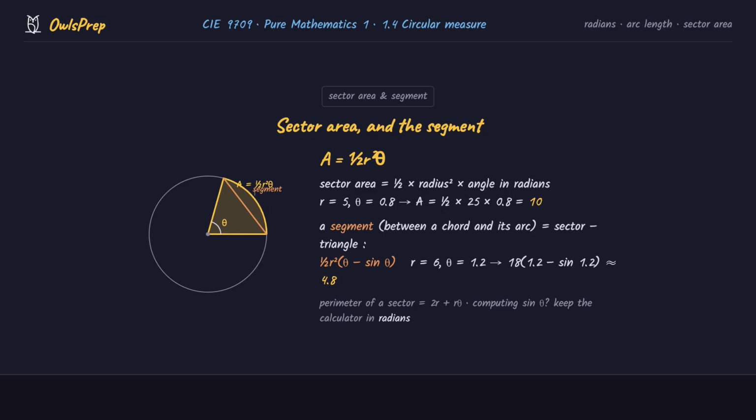And one last thing. The perimeter of a sector is the 2 radii plus the arc. That's 2r plus r theta. It's a common ask too, so don't only do the area.